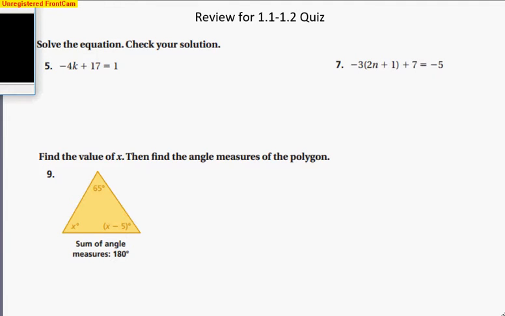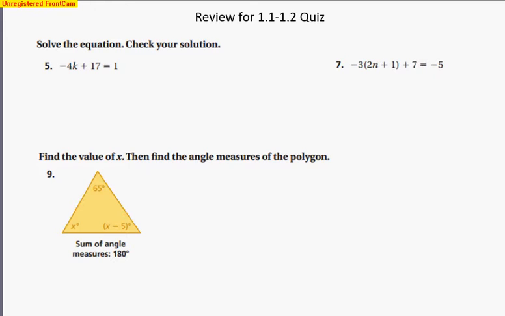Some of the problems that we'll end up seeing here. And the first one talks about us just solving a two-step equation. So what we're going to end up doing is doing opposite operations. So this is a positive 17, so I need to subtract 17 from both sides.